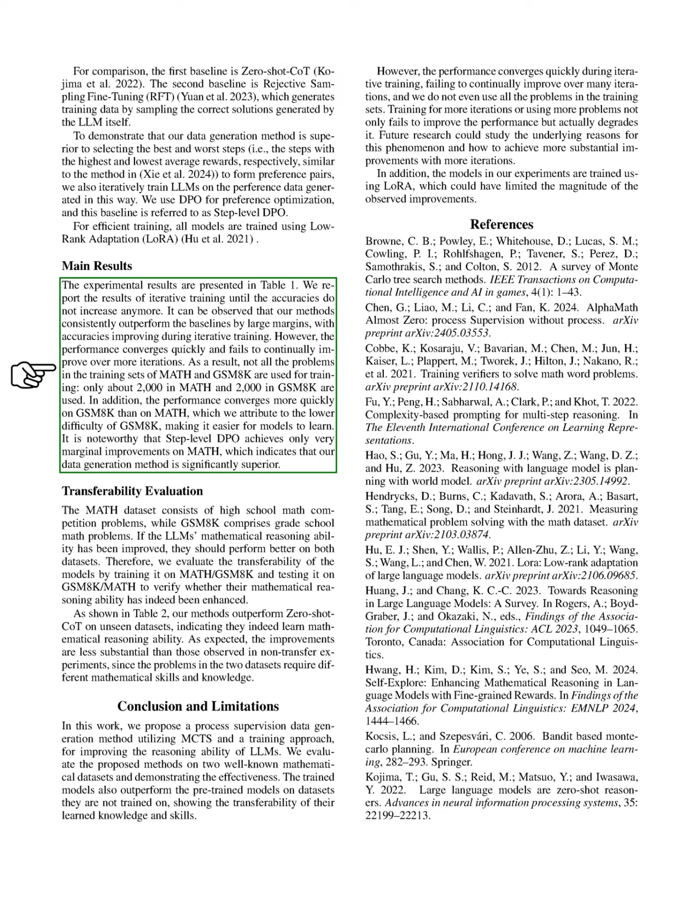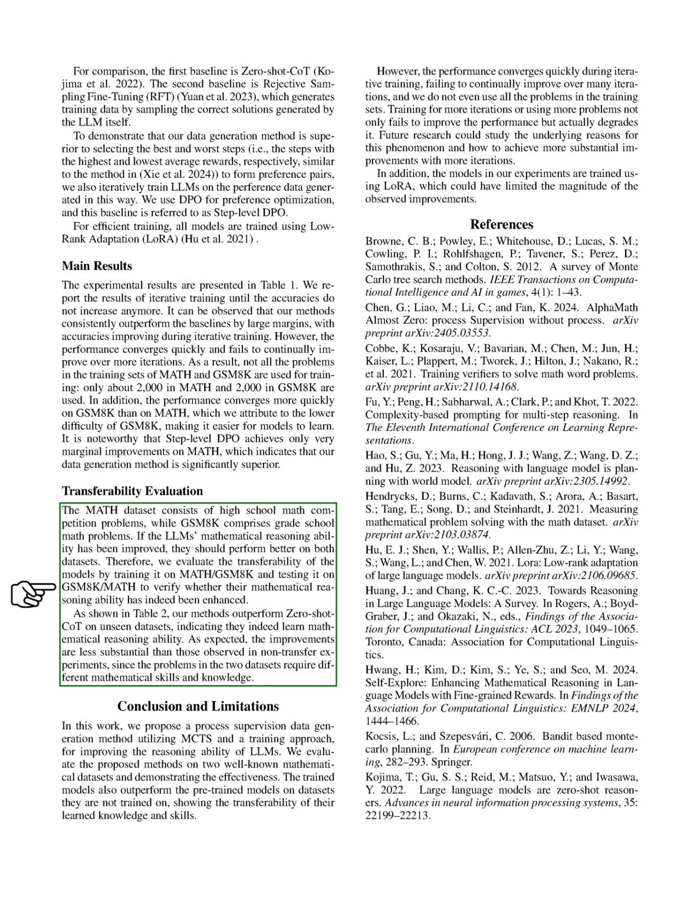In our main results, we present experimental findings that show our methods consistently outperform the baselines by significant margins, with accuracies improving during iterative training. However, we notice that performance converges quickly and does not continue to improve over more iterations. Consequently, we only use about 2,000 problems from both MATH and GSM8K for training. We also observe that performance converges faster on GSM8K than on MATH, likely due to GSM8K being less challenging, making it easier for the models to learn. Notably, step-level DPO shows only slight improvements on MATH, highlighting the superiority of our data generation method.